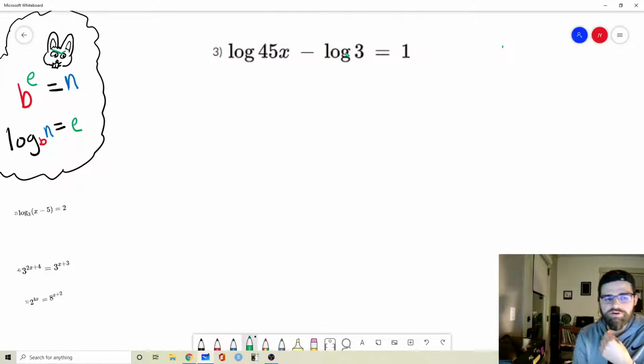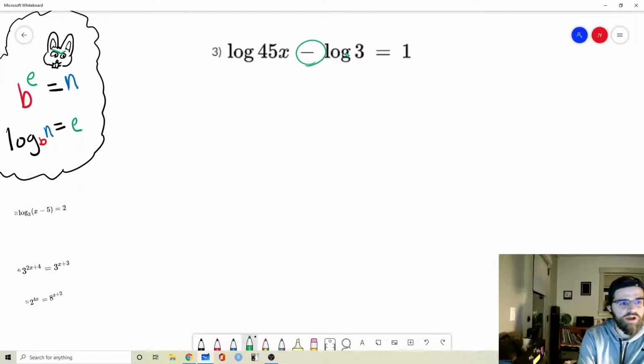This time we have 2 logs in our equation. So log 45x minus log of 3 is equal to 1. So to answer this question, we need to make use of those log properties that you practiced in the last async activity. So we had these properties that said that if I am adding or subtracting 2 logs, as long as those logs have the same base, we can actually squish them together, right? We can condense the logs using the product rule and the quotient rule. Here, since we have subtraction, we want the quotient rule. So that tells us we can take 2 logs and put them together.